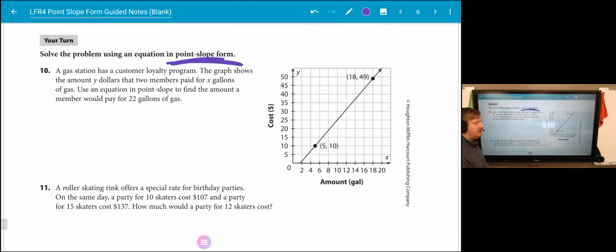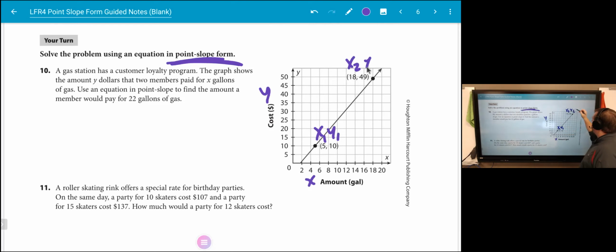The graph shows the amount of Y dollars, so we know what our Y is, that two members paid for X gallons of gas. Use an equation in point slope form to find the amount a member would pay for 22 gallons of gas. This is our X down here. This is our Y here. I got 2 points. I'm going to call this one X1, Y1, and this one X2, Y2. Does it matter? No, because it would get the same thing.